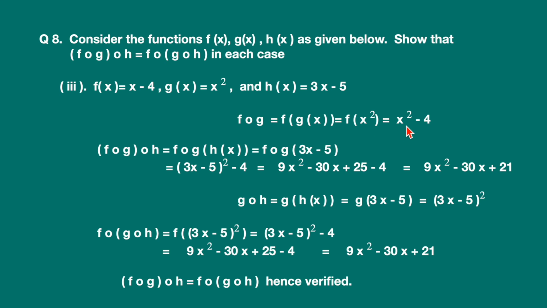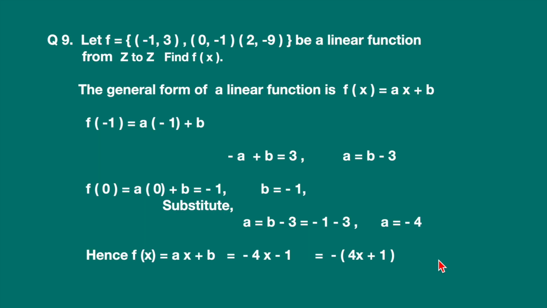Now substitute this here in f o g. 3x minus 5 the whole square minus 4. Open the brackets, you will get this value. Now for the RHS, similarly do g o h, you will get 3x minus 5 the whole square. Then f o g o h, so value of function f at 3x minus 5 the whole square. Substitute here 3x minus 5 whole square minus 4. Open bracket, you can see LHS is equal to RHS.